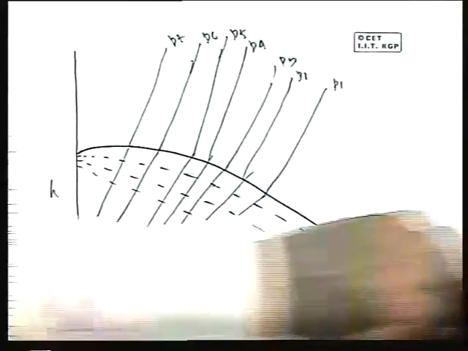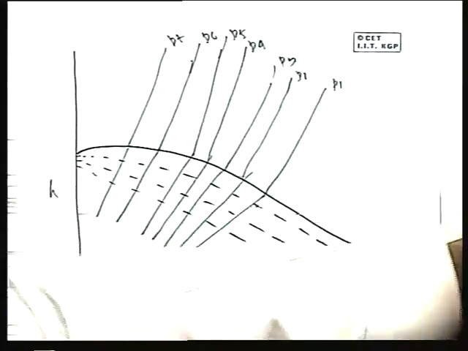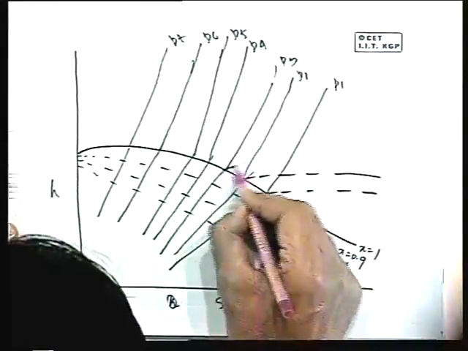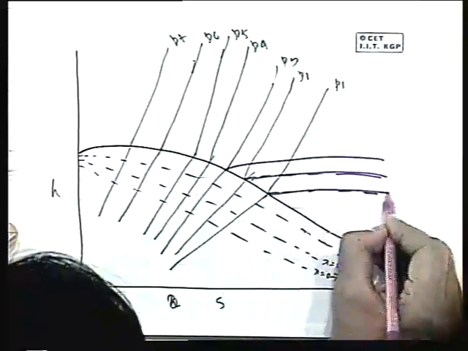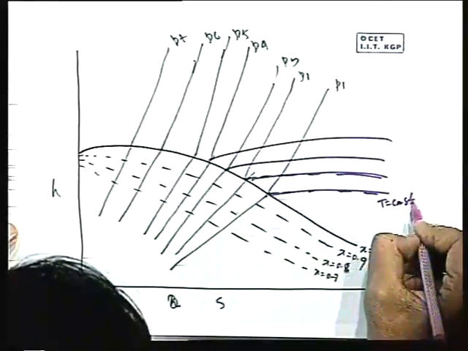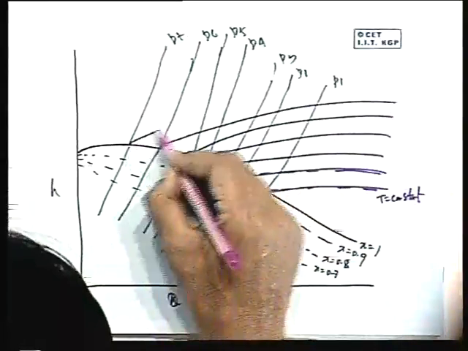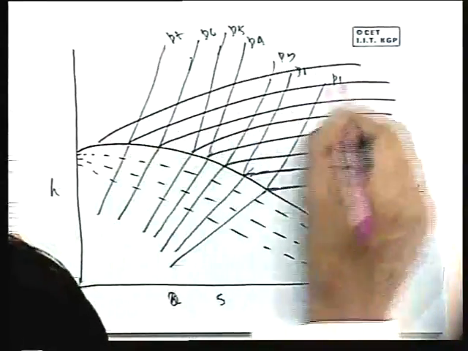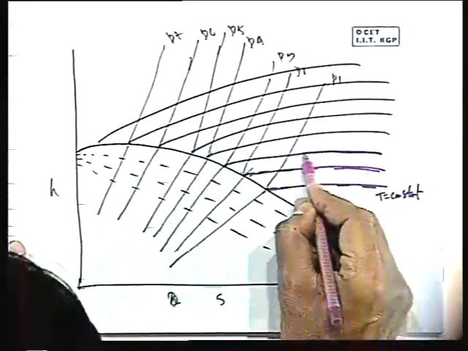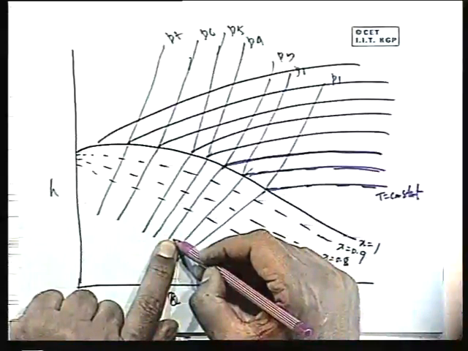And the constant temperature lines in the HS diagram are like this. These are the constant temperature lines. Why am I drawing dotted? These are the constant T lines, T is equal to constant. This line bifurcates only from this point, you understand? Only from this point. Why? The isotherm is like this, and within the vapor dome the constant pressure line is the constant temperature line.